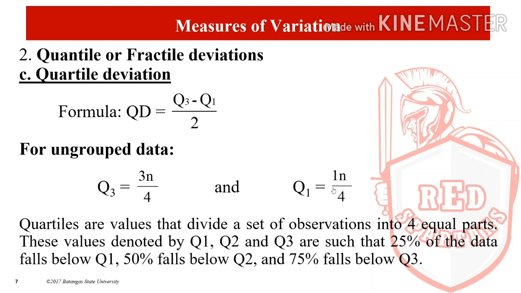So, quartiles are values that divide a set of observation into 4 equal parts. So, balikan lang natin. Si percentile, nakabase siya sa 100. Then, si decile naman sa 10 equal parts and si quartile is into 4 equal parts. So, these values denoted by Q1, Q2, and Q3 are such that 25% of the data falls below Q1, then 50% falls below Q2, and 75% falls below Q3. Then the other falls below Q4.